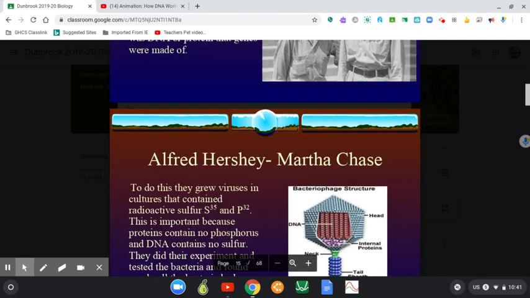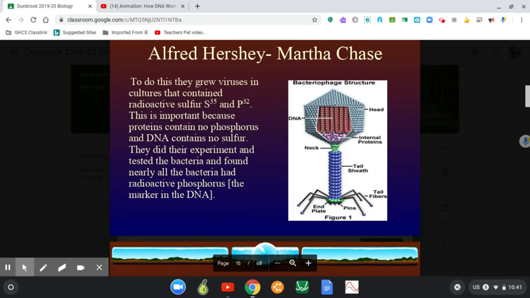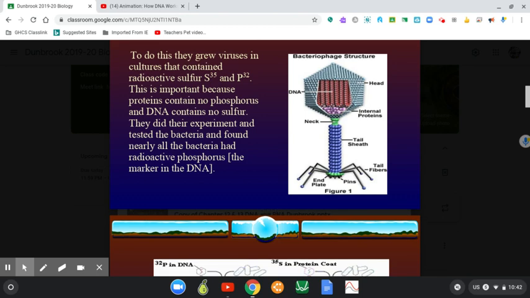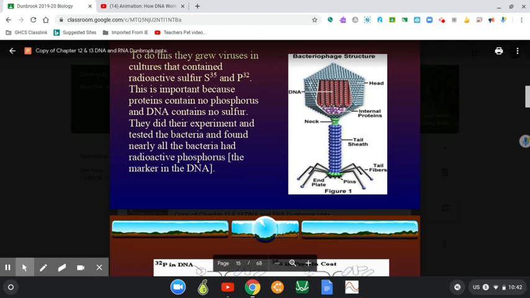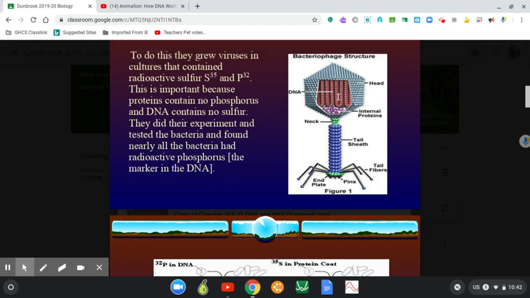Real quick lesson on viruses. This is not a coronavirus. This is a different type of virus. Remember, they're called bacteriophages. These viruses infect bacteria, but they're basically protein coats. They have a protein coating, and they have some DNA or RNA inside, some chemical instructions.